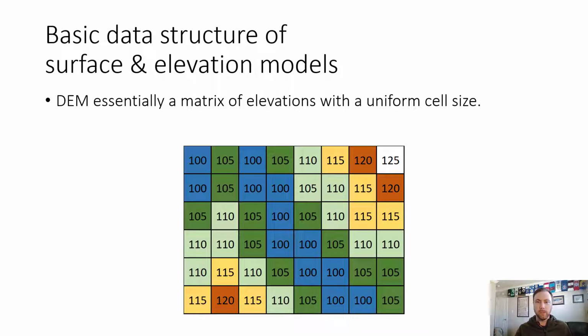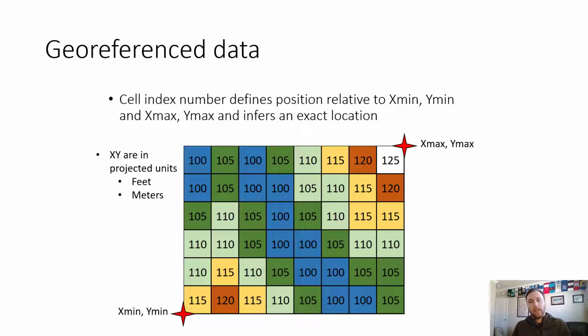So here we see the numbers. All these numbers represent some sort of elevation. Add some color, a color symbology, and you end up with a raster surface, a surface representing the ground. And that raster surface can be, and usually is, georeferenced, meaning each one of those cells represents an actual physical location on the Earth's surface. So a cell index number defines a position relative to an x-min and a y-min, an x-max and a y-max, and then the exact location is inferred between those defined positions.